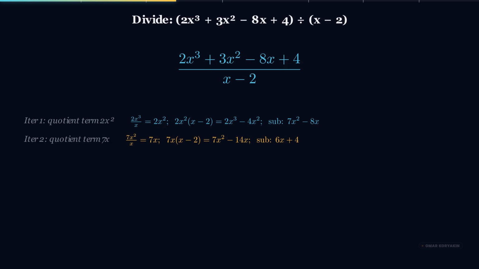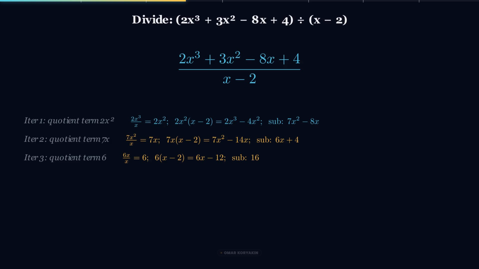Bring down the next term, plus 4. The current dividend becomes 6x plus 4. Step 3. Divide leading by leading once more. 6x divided by x equals 6. This is the third term of the quotient. Multiply the divisor x minus 2 by 6 to get 6x minus 12. Subtract: 6x plus 4 minus the quantity 6x minus 12 equals 0 plus 16.